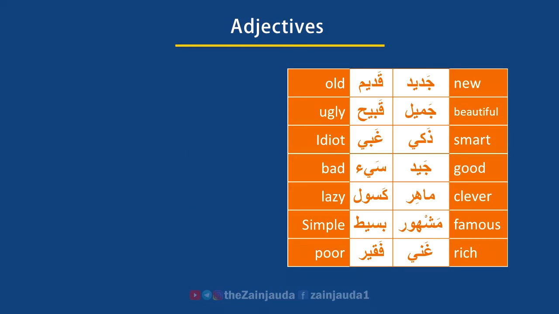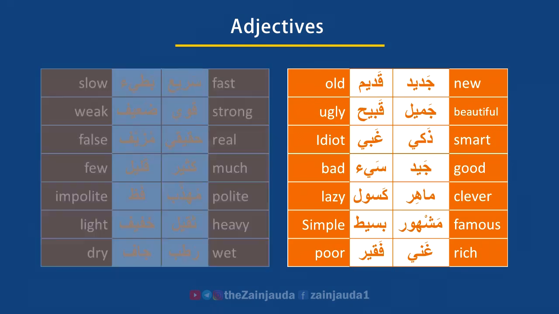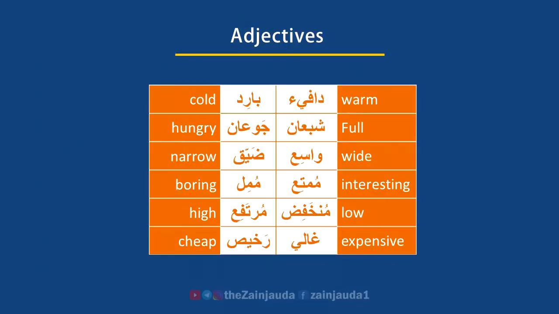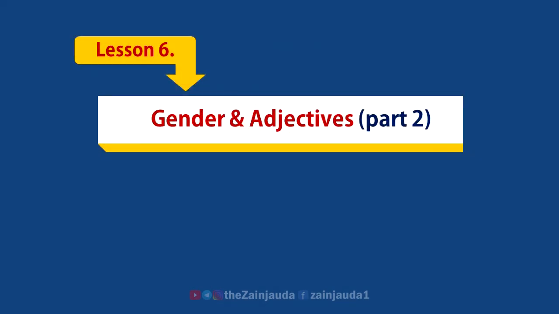جديد, قديم. جميل, قبيح. ذكي, غبي. جيد, سيء. ماهر, كسول. مشهور, بسيط. غني, فقير. سريع, بطيء. قوي, ضعيف. حقيقي, مزيف. كثير, قليل. مهذب, فظ. ثقيل, خفيف. رطب, جاف. دافئ, بارد. شبعان, جوعان. واسع, ضيق. ممتع, ممل. منخفض, مرتفع. غالي, رخيص. This is everything for today.